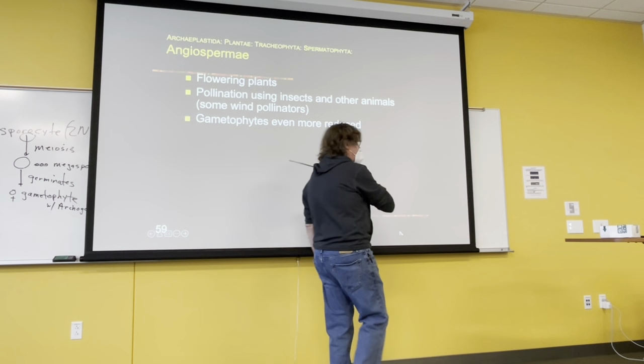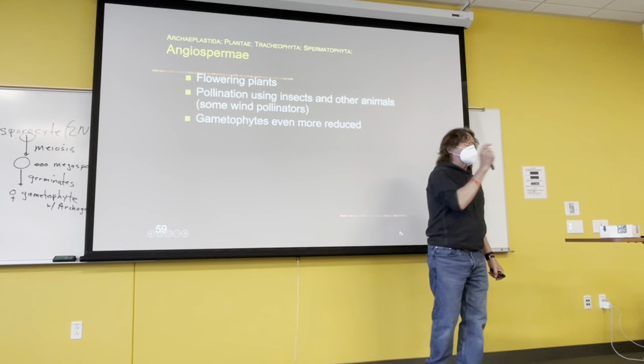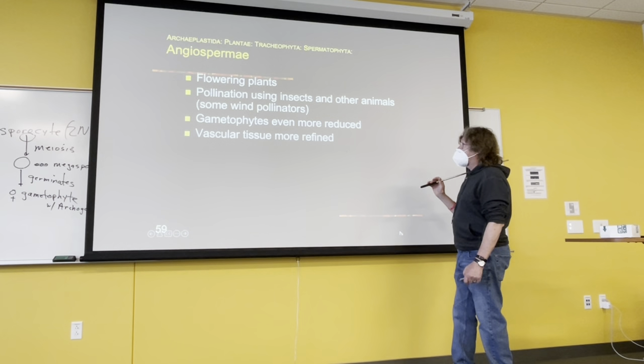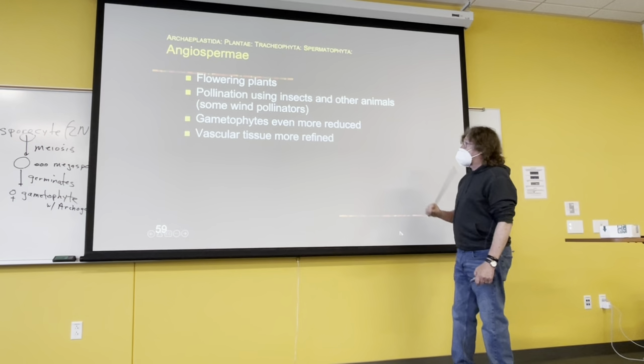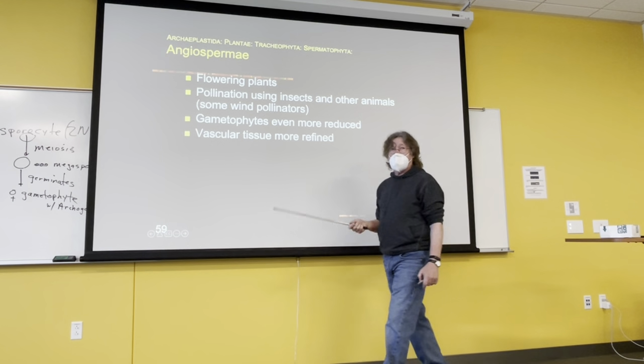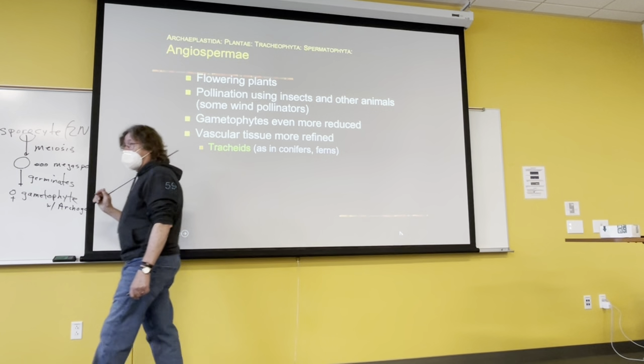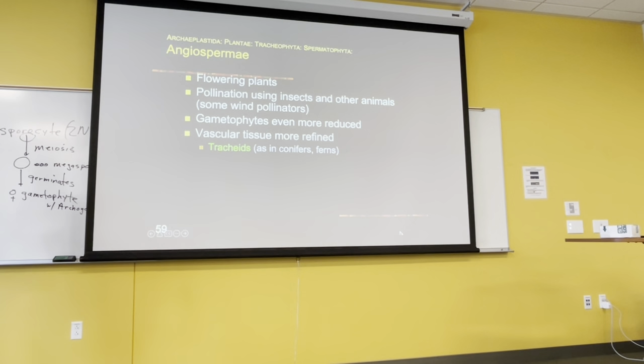All right, now here, the gametophytes are even more reduced in size, both the male and the female. Furthermore, their vascular tissue is more refined. What we mean by this is that they have tracheids. That's true of fern sporophytes. That is true of conifers and gymnosperms.